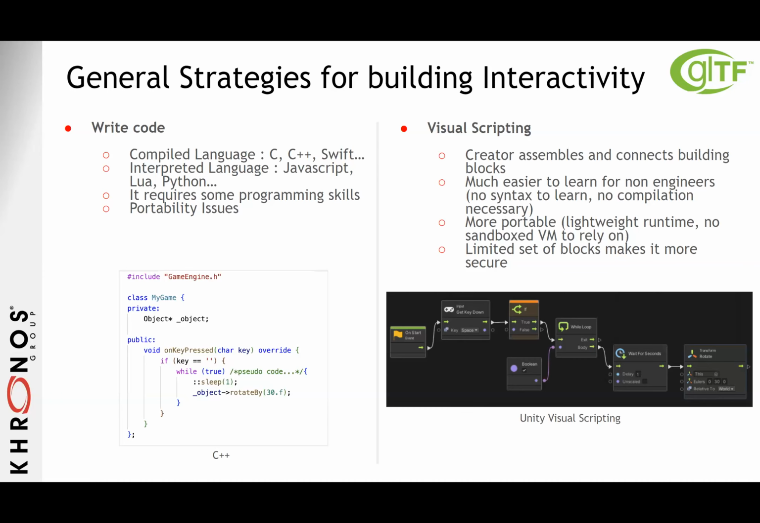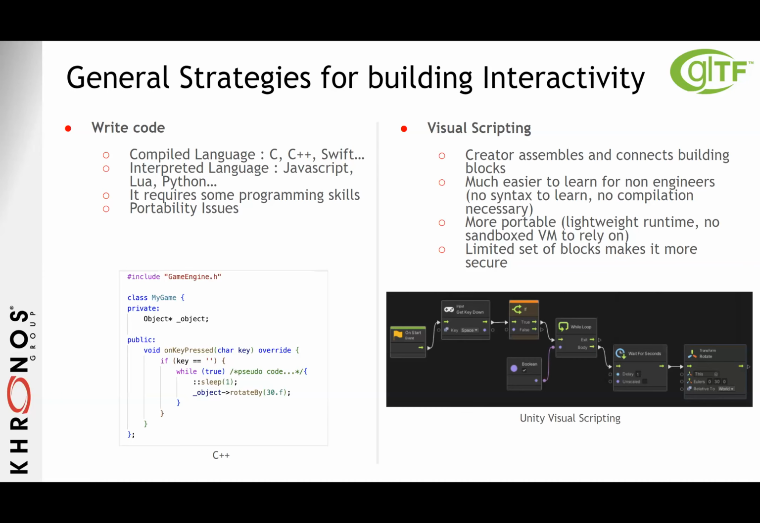As an example, at the bottom of this screen, you see an example of visual scripting using Unity. What you see on the left, the C++ code where we wait for the user to press the space key and rotate an object by 30 degrees every 1 second, is translated into visual scripting on the right. Visual scripting is a much better tool for writing parallel programming involving time, and it's much easier to understand what's going on. It's a much more approachable way of defining interactivity.